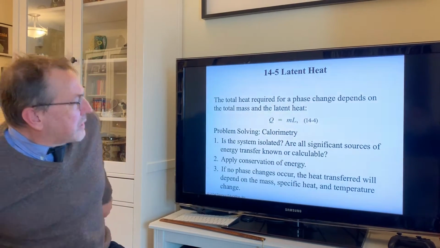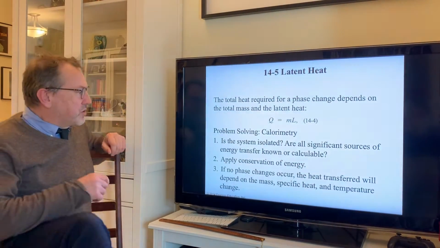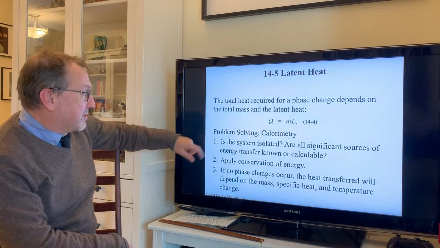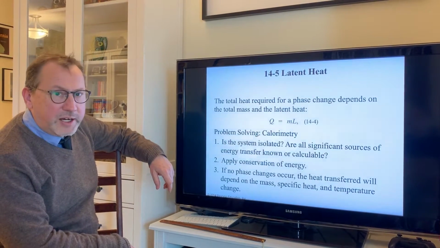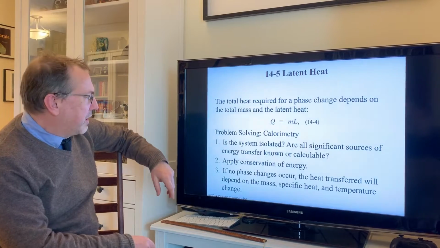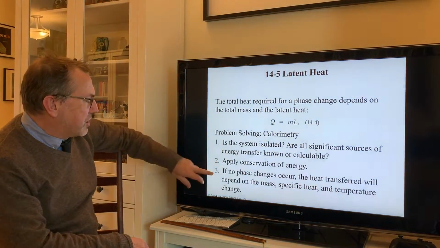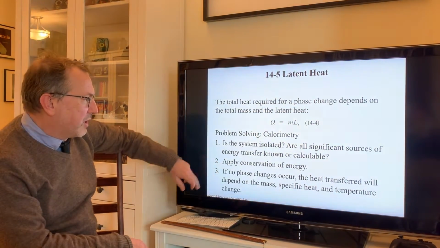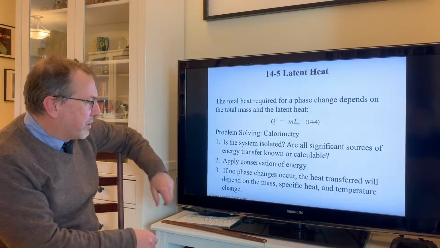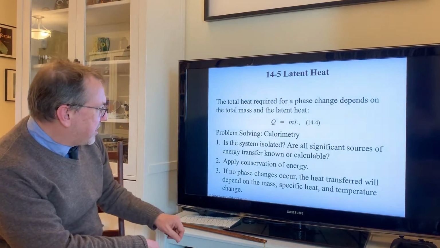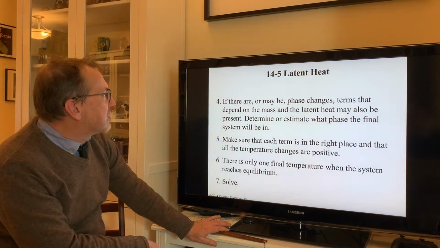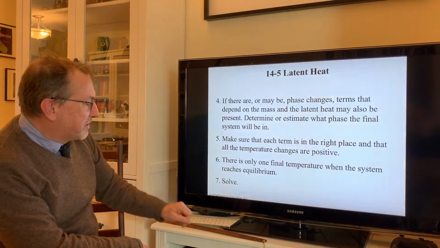So when we do a calorimetry problem, and there's one on the worksheet, what do we do? First, we ask, is the system isolated? Yes, it better be. And then we apply the conservation of energy. If there are no phase changes occurring, then the heat transfer will depend on the mass, specific heat, and temperature change. If there are phase changes, then we have to take those into account.